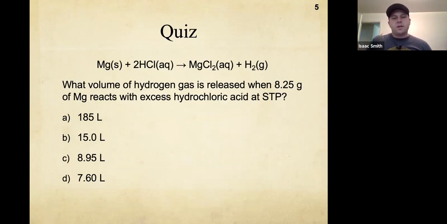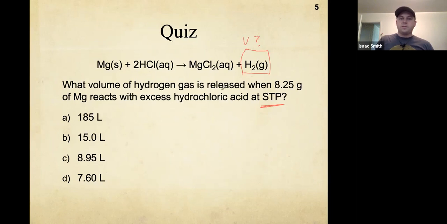All right, so the question says, what volume of hydrogen gas is released when 8.25 grams of magnesium reacts with excess hydrochloric acid at STP? Okay, well, that's important. We know we're at STP. What volume of hydrogen gas is released? Okay, so we're looking for a volume of a gas. So this is what we're trying to solve.